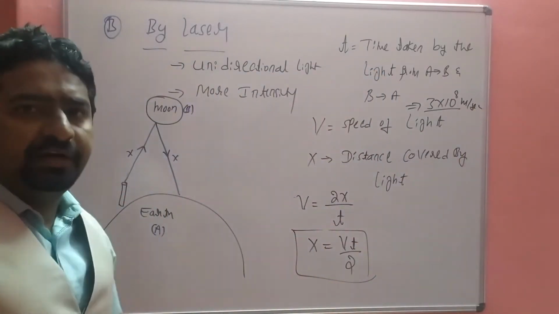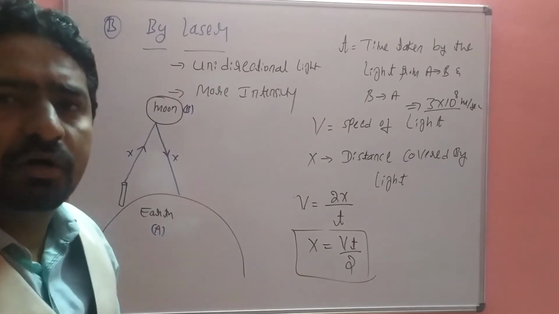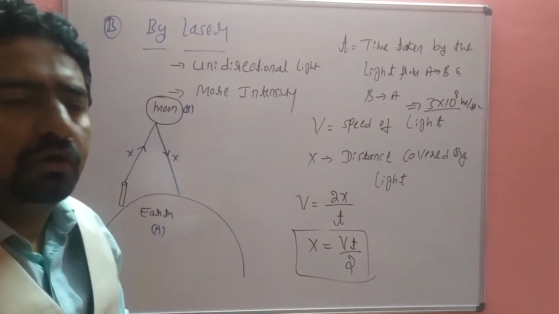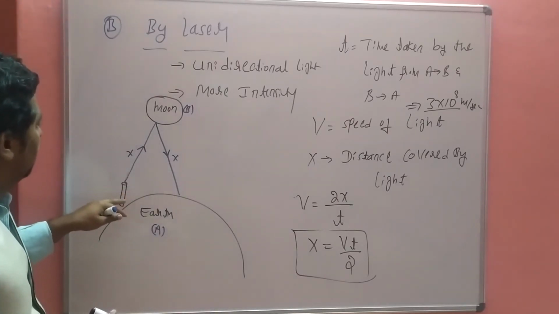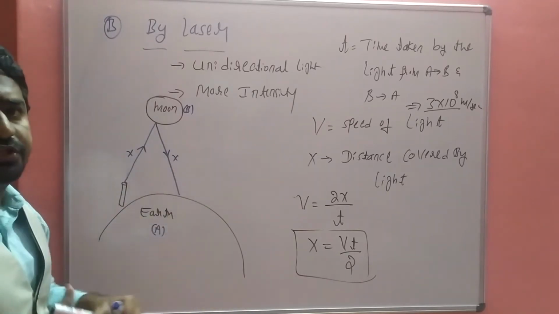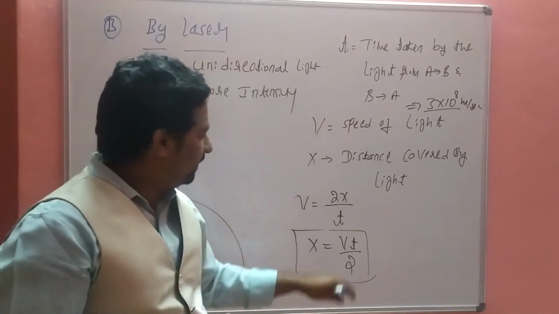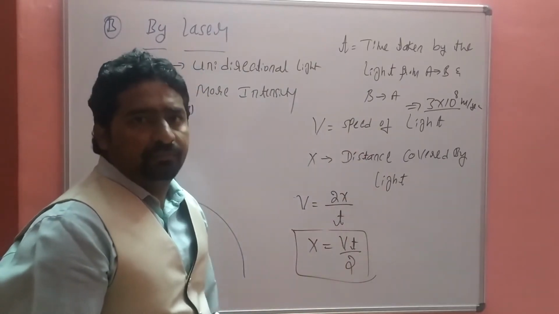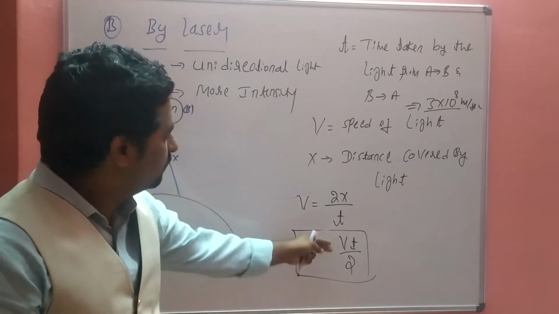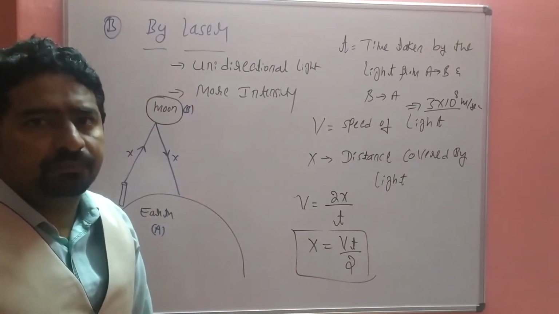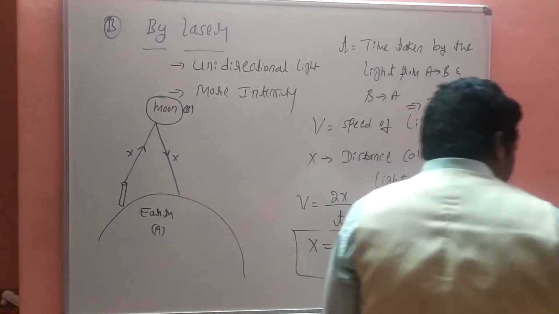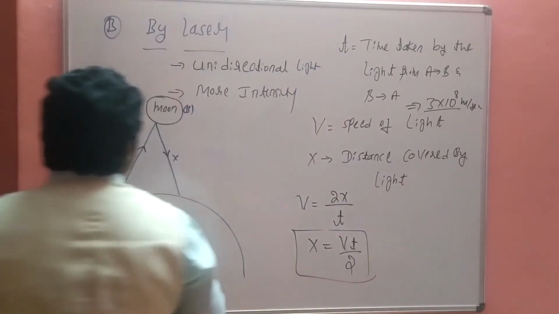Then time. How to find out the time? Again by using a stop clock or stopwatch or digital watch. How much time does it take from earth to the moon and moon to the earth? You have to count it. Put the values, because V is already known. Then T is by using the stopwatch, divided by 2. So all those values are got. So you have to find out by the laser light. Okay, that's the next one.